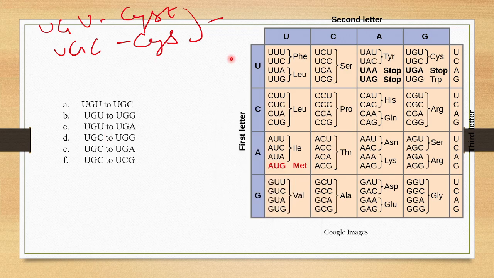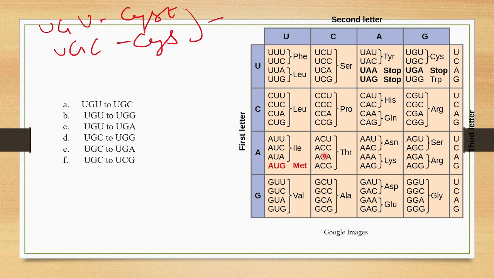Now you see how to read this particular table. This is the first letter, from here we read the second letter, and from here we read the third letter. So UUU, UUC, UUA, and UUG. That becomes one block. Then from here UCU, UCC, UCA, and UCG. This is how the table is built.